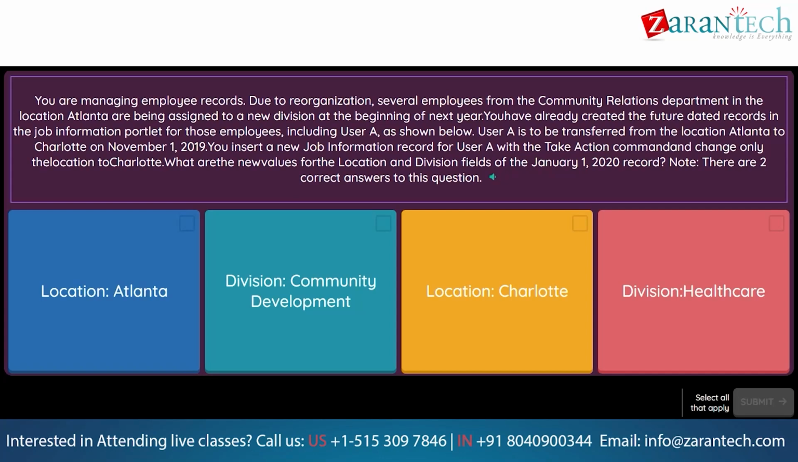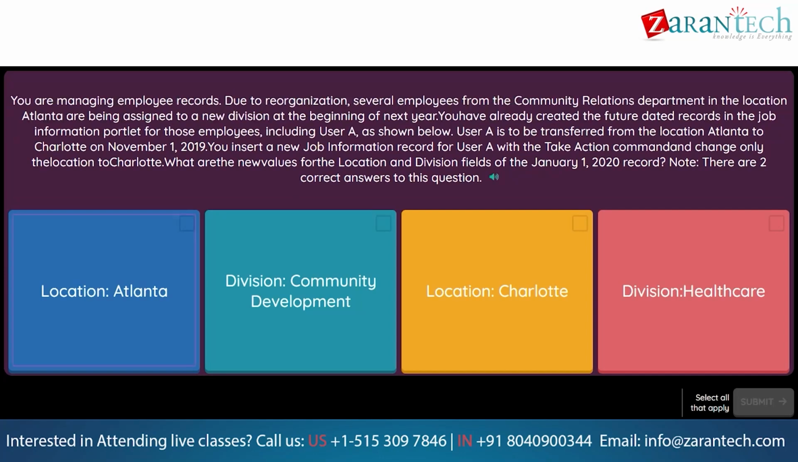You insert a new job information record for User A with the Take Action command and change only the location to Charlotte. What are the new values for the location and division fields of the January 1, 2020 record? Note, there are two correct answers to this question. Option 1 Location, Atlanta. Option 2 Division, Community Development. Option 3 Location, Charlotte. Option 4 Division, Healthcare.